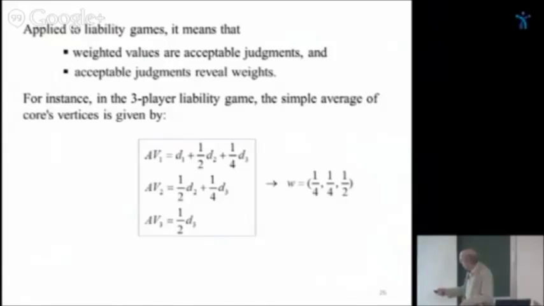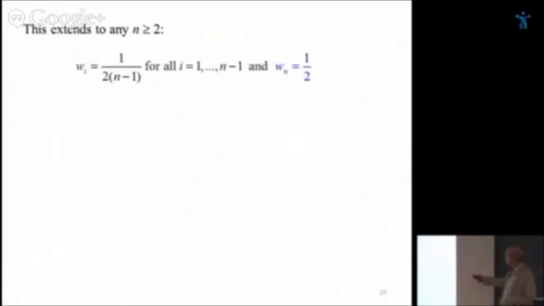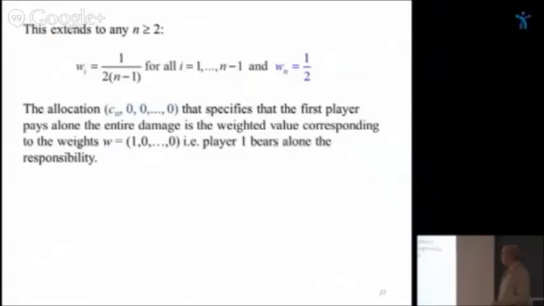So here, the weights that are revealed are well-defined, 1/4, 1/4, 1/2. And actually what is strange is that it does not depend on the number of players, in the sense that the last player always pays half of his or her additional damage, while the others pay 1 divided by 2(n minus 1). So the same weight for all other players, which has no special meaning, of course.